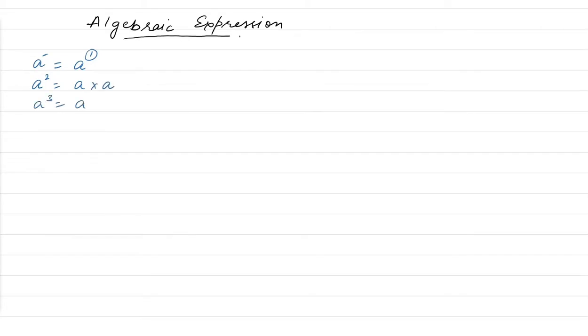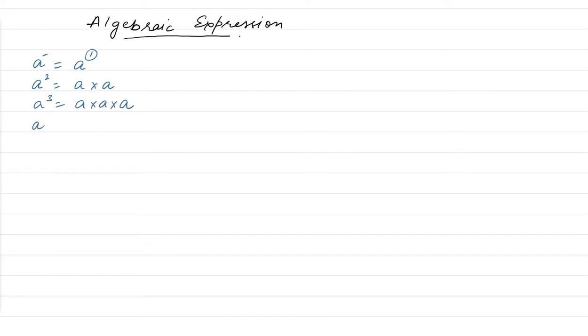Algebraic expressions. There are many different kinds of algebraic expressions. Today we are going to learn the expressions which have a variable and some power. For example, a. If there is no power on it, it means it has a power of 1. Similarly, a to the power 2 can be written as a times a. A to the power 3 can be written as a times a times a.